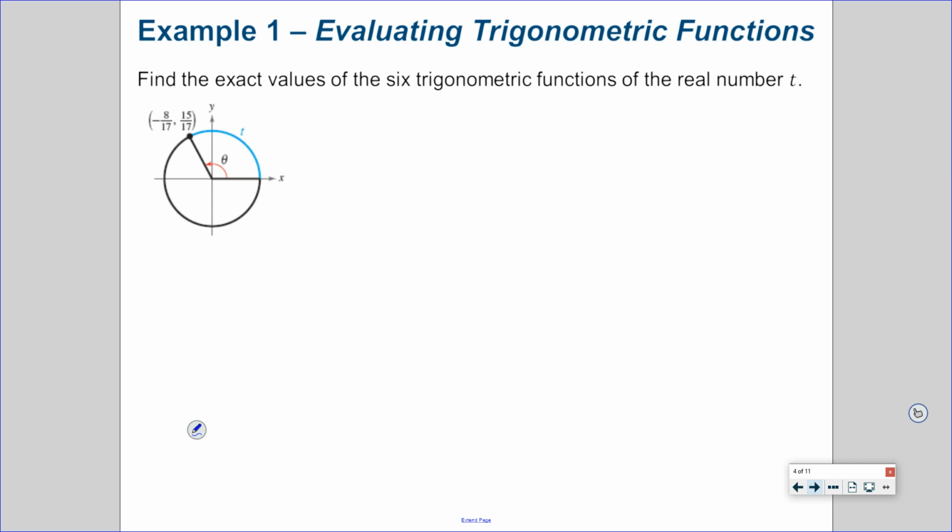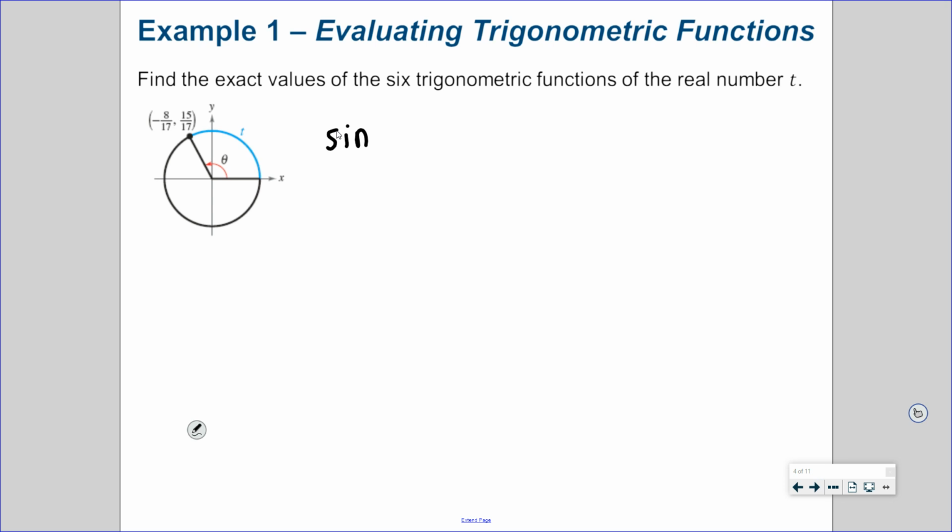And it says find the exact value of the 6 trig functions of the real number t. You can use t or theta. Your book uses t. But basically, I end up having my terminal side over here in quadrant 2. You don't even have to draw the right triangle in. You don't even have to do SOHCAHTOA.